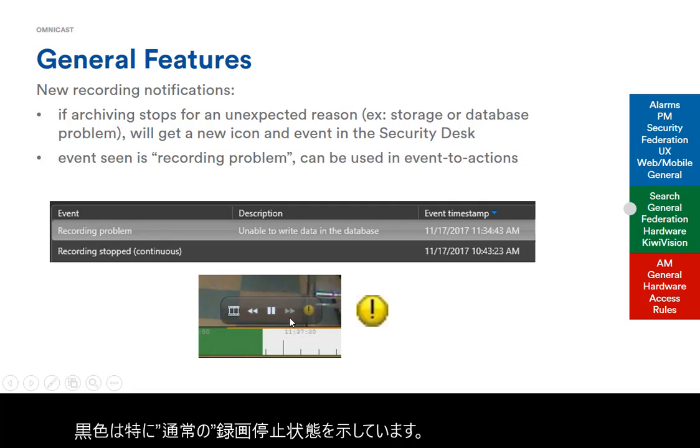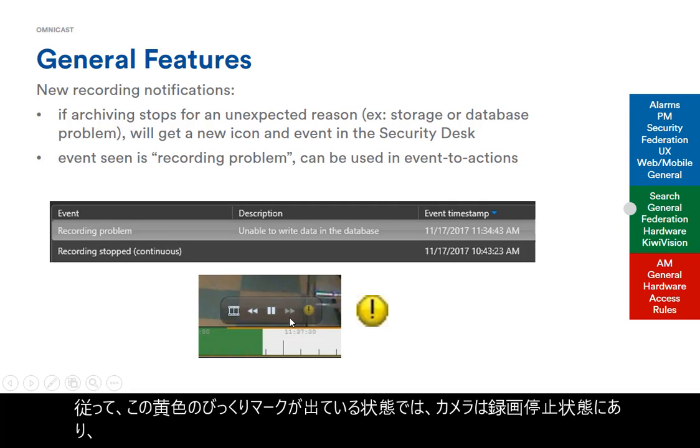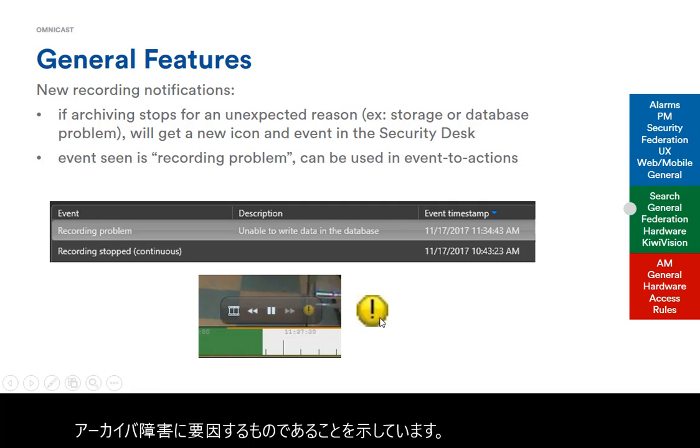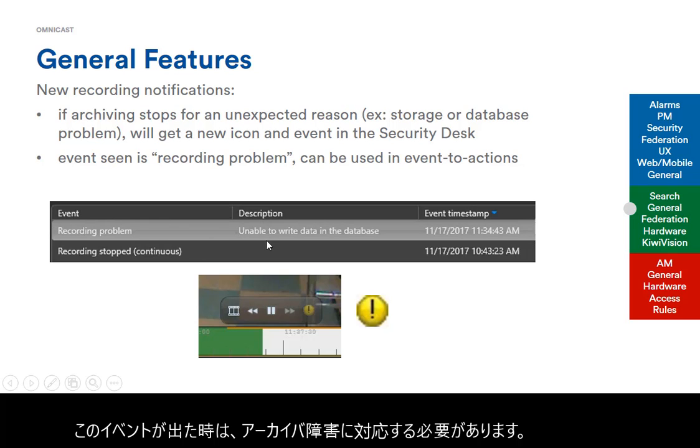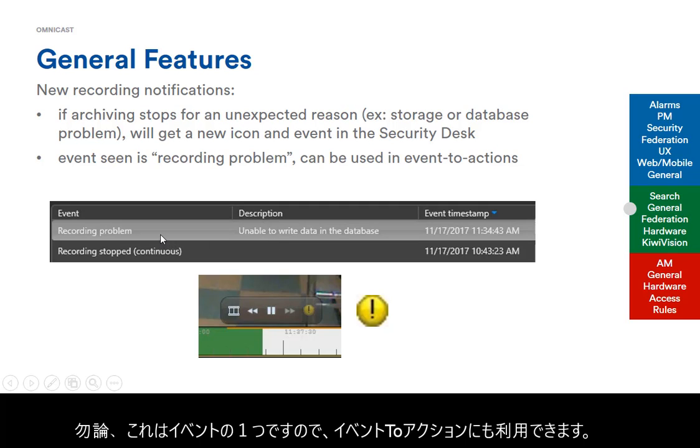But the black spot is really for a normal stopped state. If you see this exclamation point here, it means the camera's not recording, but that's because there's a problem with the actual archiver. And of course, if we're monitoring the events, we will see a recording problem event come up here too. And that means you really need to take a look at your archiver. Of course, because it is an event, we can use it in our event to actions and things like that too.